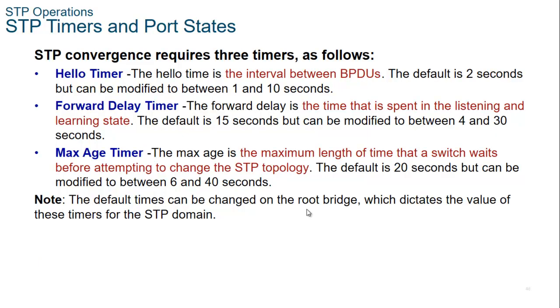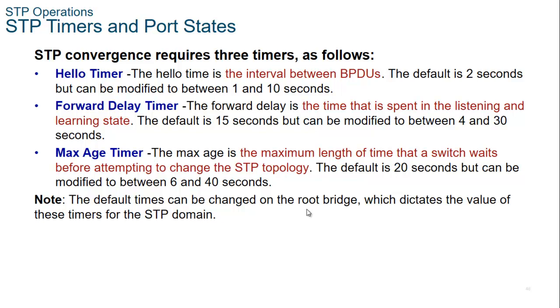For STP convergence, it requires 3 timers: the hello timer, the forward delay timer, and the max age timer. The hello timer is the interval between BPDUs, how long between one BPDU and the next. By default, it is 2 seconds, but it can be modified to be between 1 to 10 seconds. The forward delay timer is the time that is spent in listening and learning state.